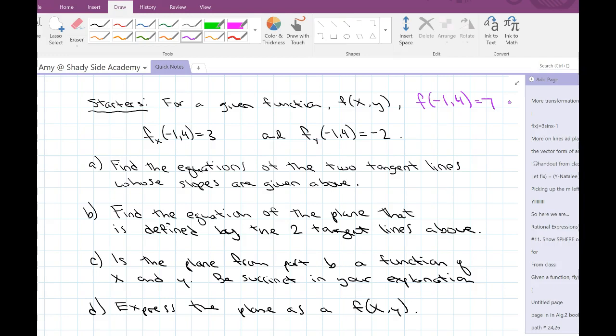Okay? All right, once you've done that, then please find the equation of the plane that is defined by the two tangent lines above. What you remember from finding the equation of a plane is you need to know a point on the plane, okay? And you need to know the vector perpendicular to the plane. But the vector perpendicular to the plane is going to be the cross product of the two vectors here, okay, that are parallel to the lines.